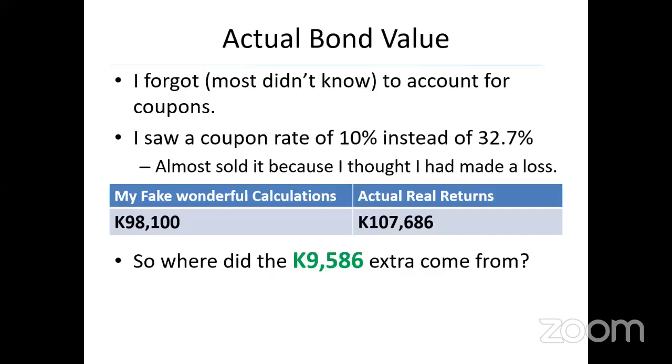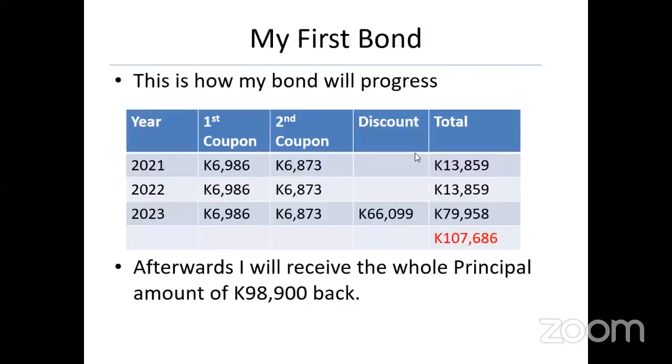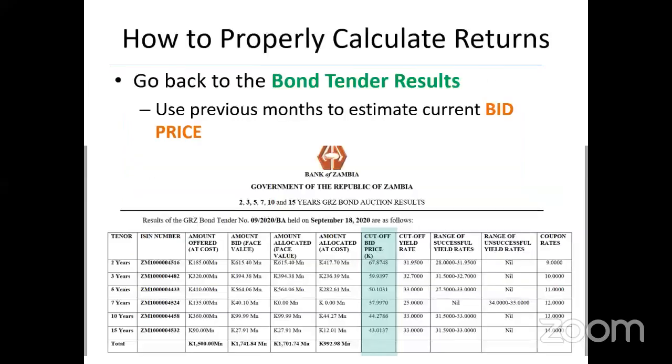So I'll show you an actual table of how this is going to progress. This is how it's progressed, and that's how I came up with the amount, but I'll explain this as we get there. So let's start with the tender results. Any other question? All right, so far so good, great. Now let's get to the tender results.